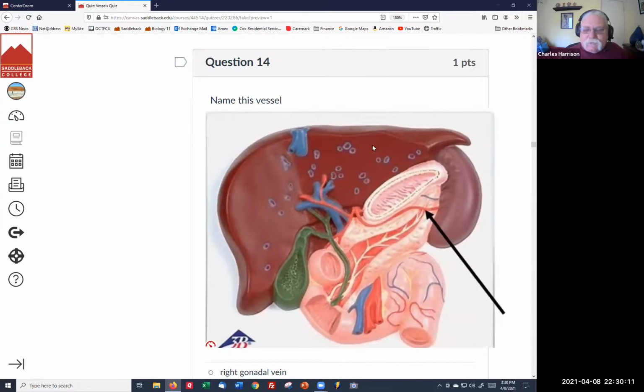Okay, here we have liver. This is the spleen. This little chopped piece is a piece of stomach. Okay, here's the pancreas. We want the name of this vessel here. It's coming from the celiac, and this is going to the spleen. Okay, so this is the splenic artery.